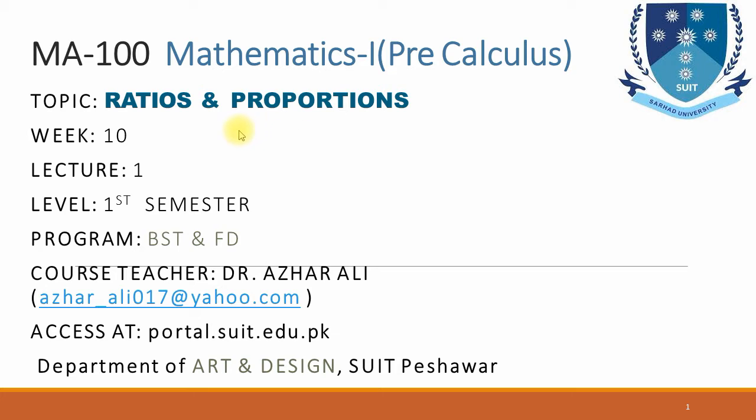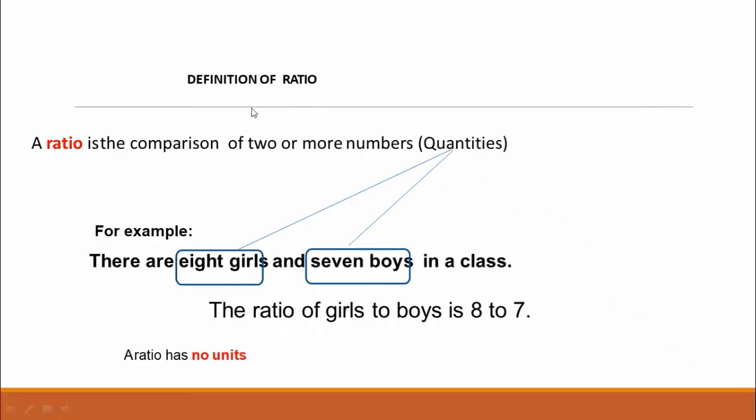Dear students, in this video lecture, we are going to learn about ratios and proportionals. And this is the first lecture of week 10 for the course Mathematics 1. Now I want to tell you about the definition of a ratio. A ratio is the comparison of two or more numbers.